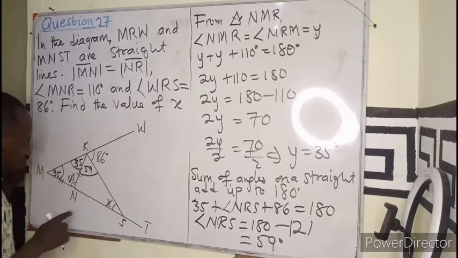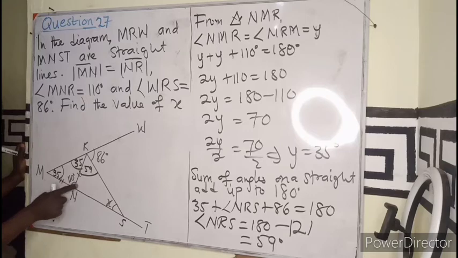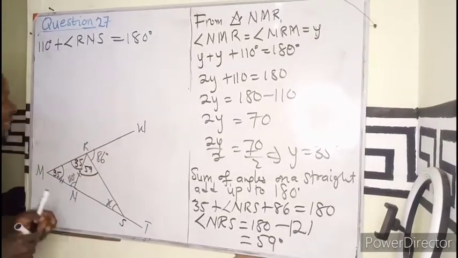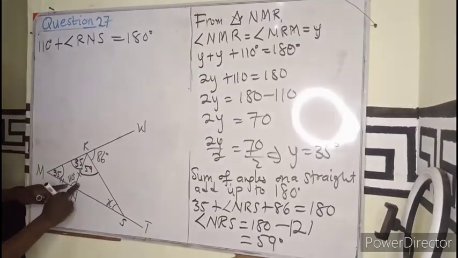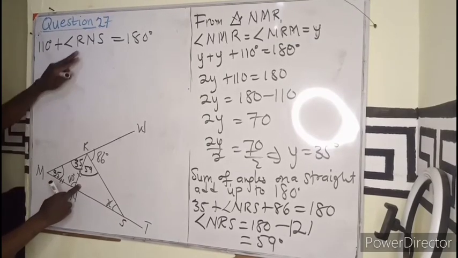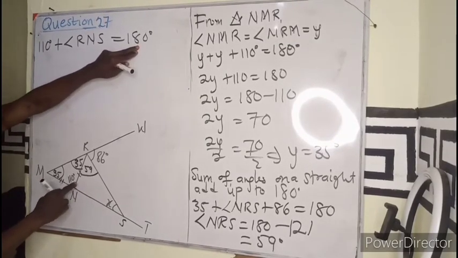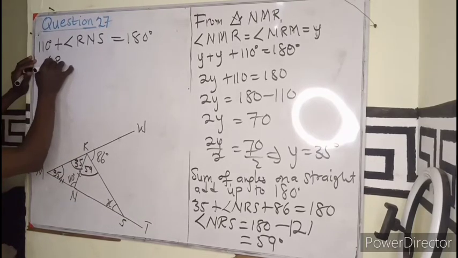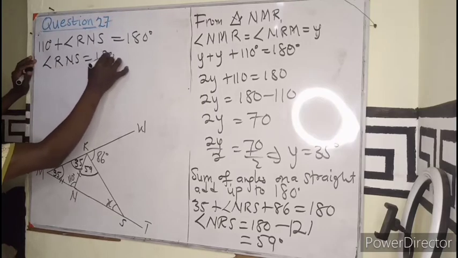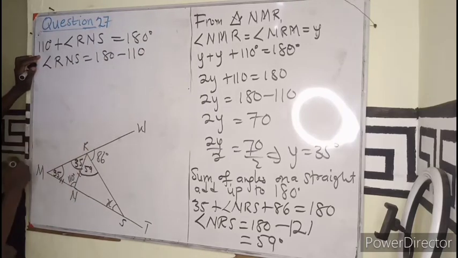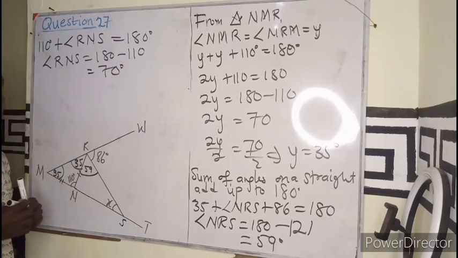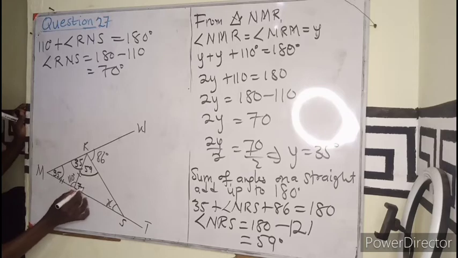But the angle adjacent to 110 is also on a straight line, so we can use that also. Angle 110 plus the angle opposite to it, which is this, will give me 180, angles on a straight line. So definitely my angle RNS will equal 180 minus 110, and that will give me 70 degrees. So I know here as 70.